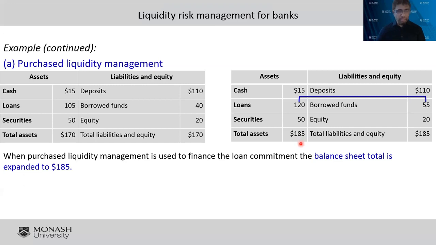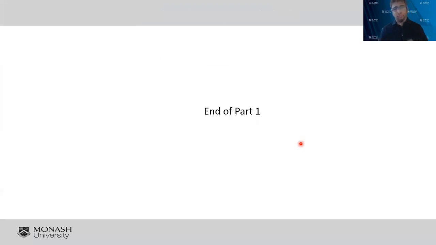So the fourth rule: if we have a liquidity risk coming from the asset side and we finance it through liability, the balance sheet size will increase. So these are the four cases, and I'm done with part one.